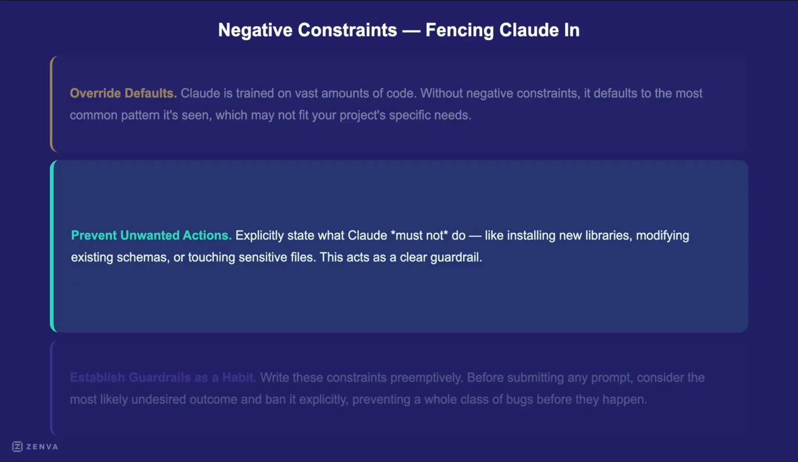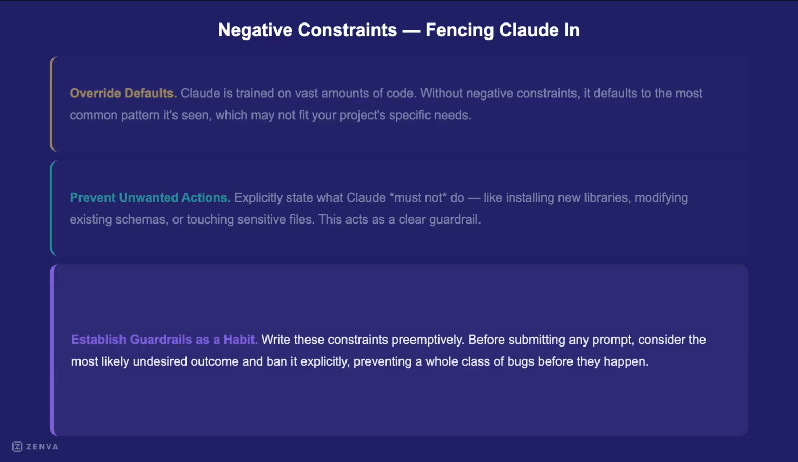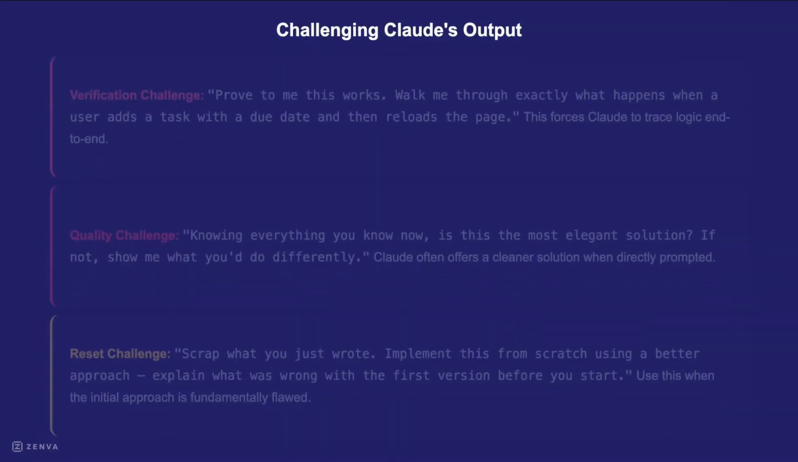This creates a clear fence around Claude's actions, keeping it within safe boundaries. The key is to make writing these guardrails a default habit for yourself. Before submitting any prompts, take a moment to consider the most likely and undesired outcomes and explicitly ban them. By thinking preemptively, you can stop a whole class of potential bugs and issues before they even have a chance to happen.